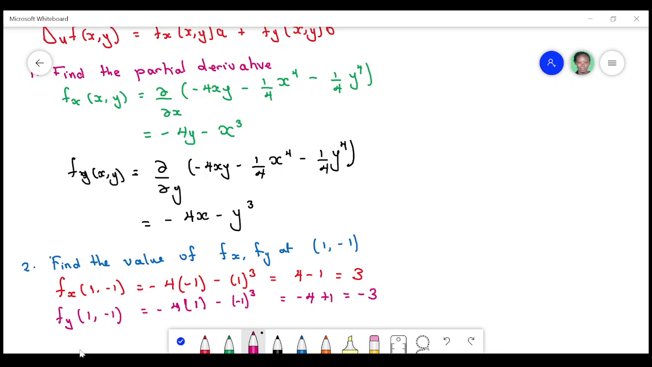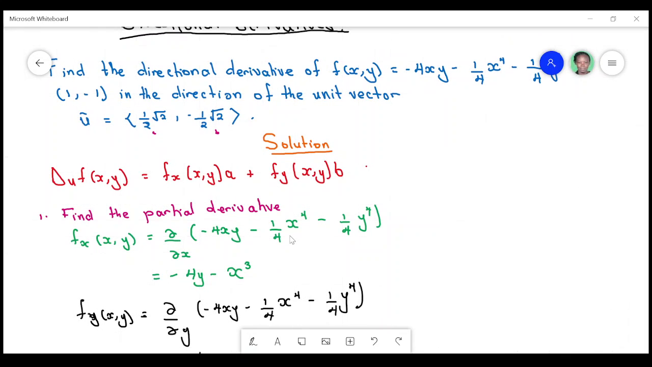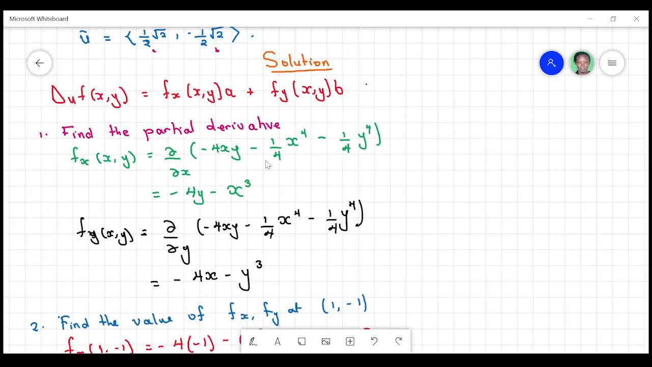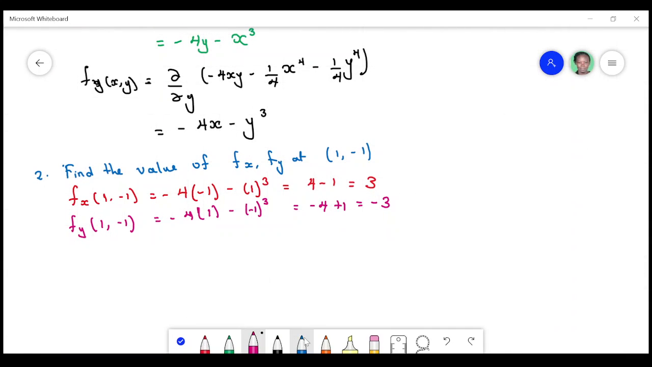Now, this is the formula we are using. So let's write u. Our unit vector u, which is our (a, b), depending on which variable you used, is equal to 1 divided by 2 square root of 2, then minus 1 divided by 2 square root of 2. So we know this is equal to a and this is equal to b.